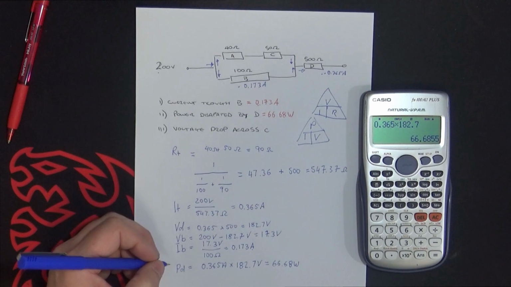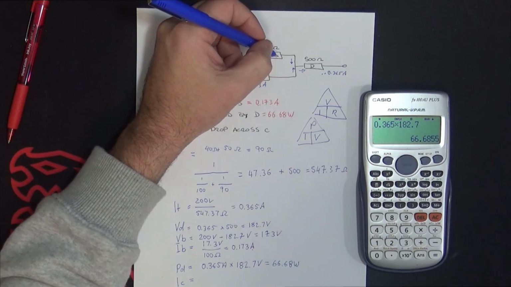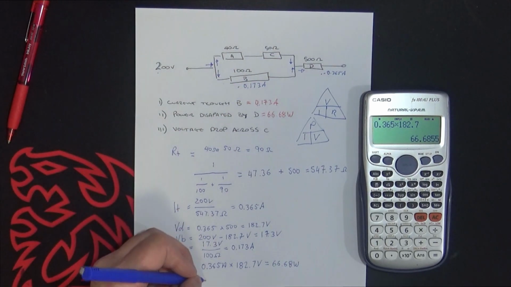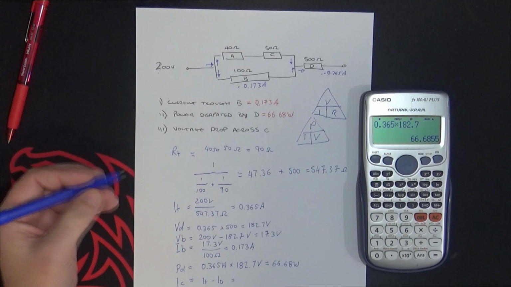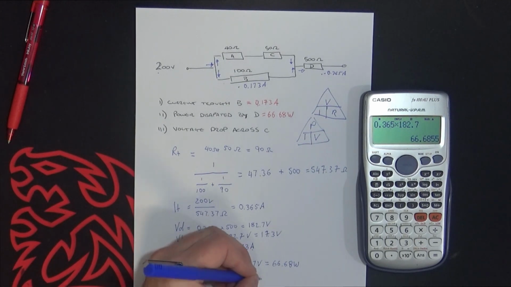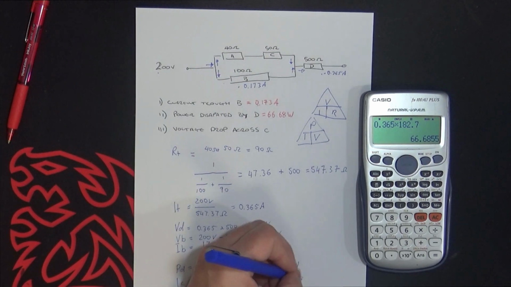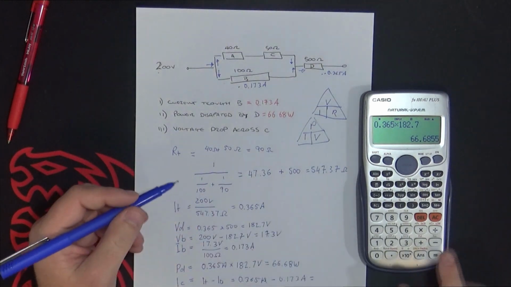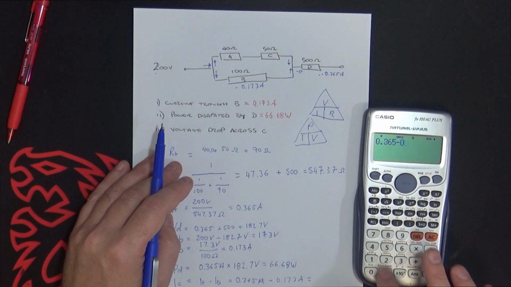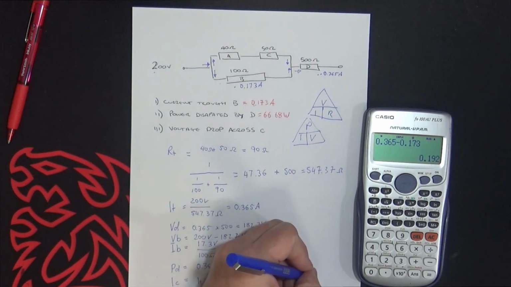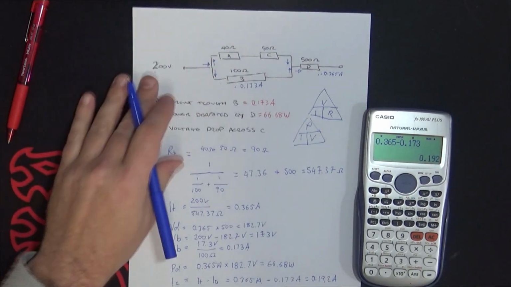So what I'm going for is IC, because remember these are in series, so the current that flows through this one is the current that flows through this one. IC equals IT minus IB equals 0.365 amps minus 0.173 amps equals, so I'll just quickly type that in, 0.192 amps. So I can write that up here to make it a bit easier to see.